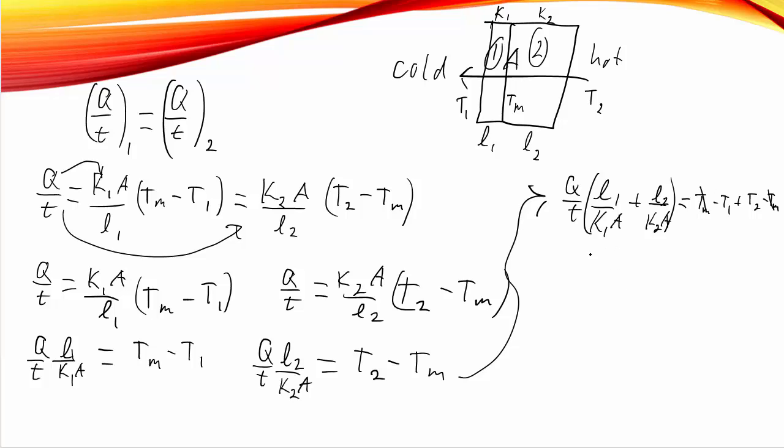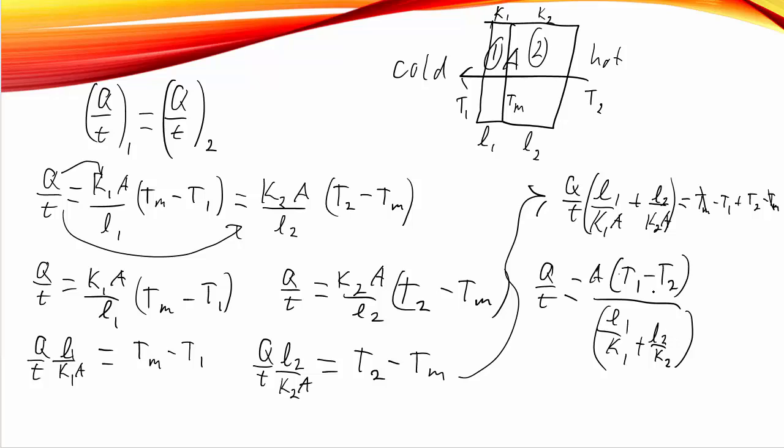We can also factor out an A, and we rearrange everything once again, and we end up with Q over T equals A times T1 minus T2 over L1 over K1 plus L2 over K2. And so here's our big nasty equation where we can get the heat flow through kind of a sandwich of a couple of materials.